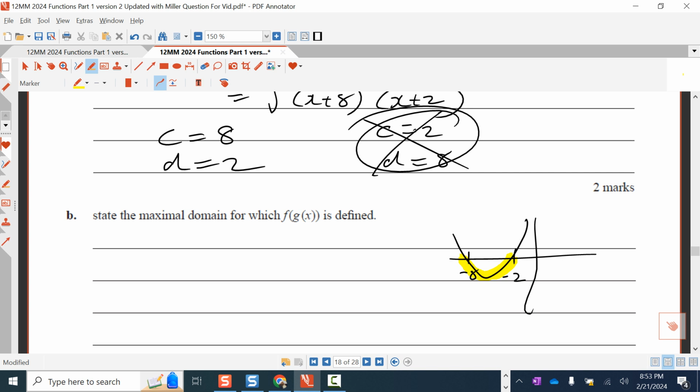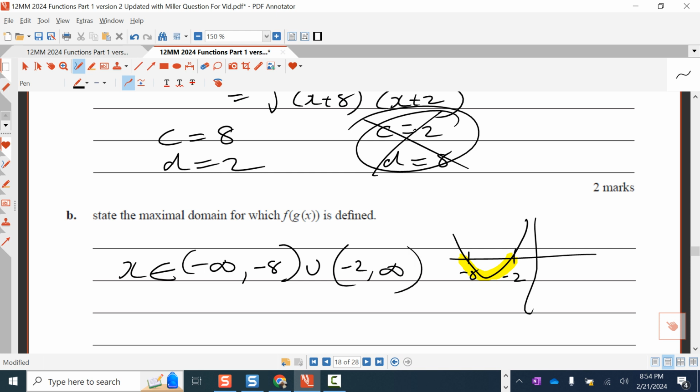So the maximal domain is going to be for x an element of, we're going to go -∞ to -8, union with -2 to +∞. Yeah, that's one way of describing it.